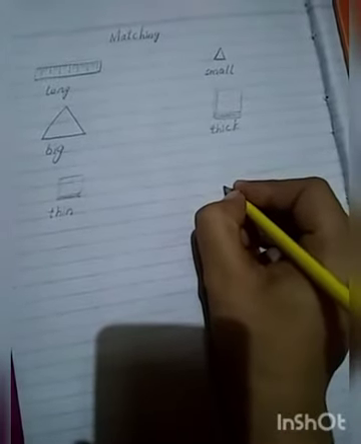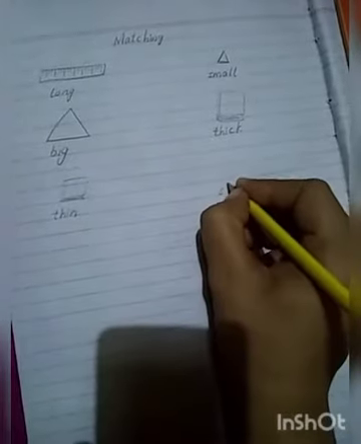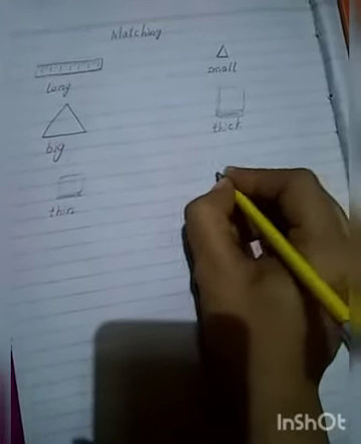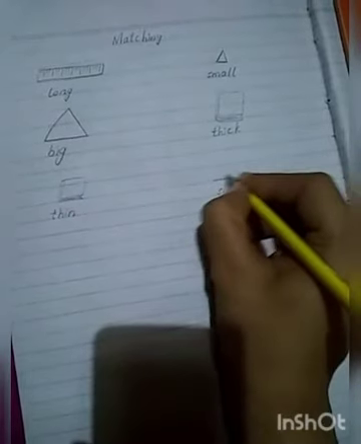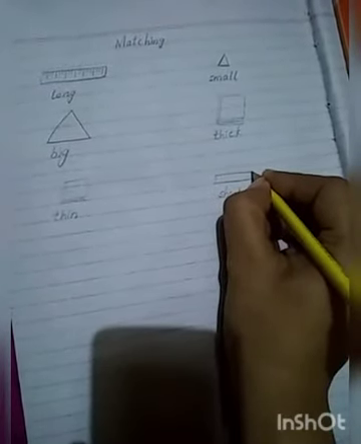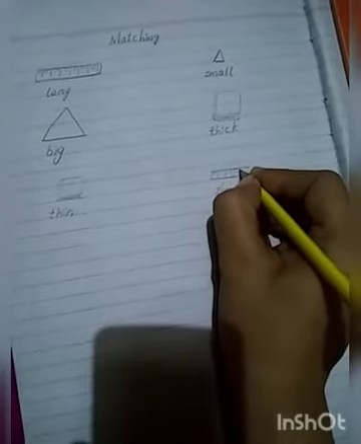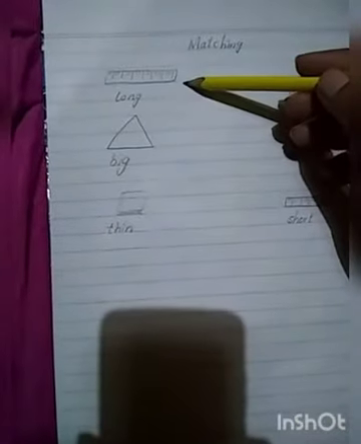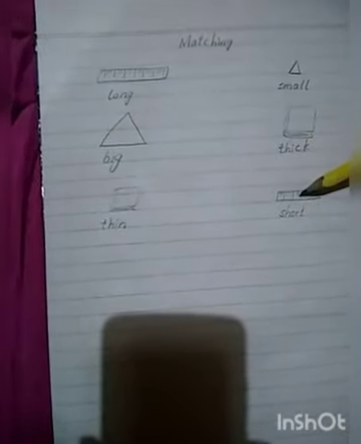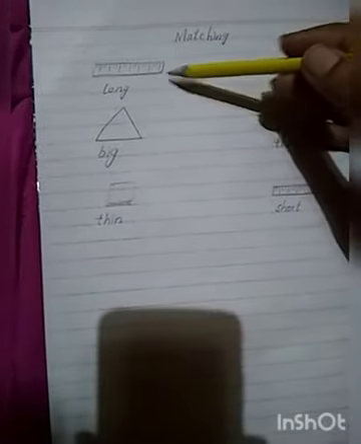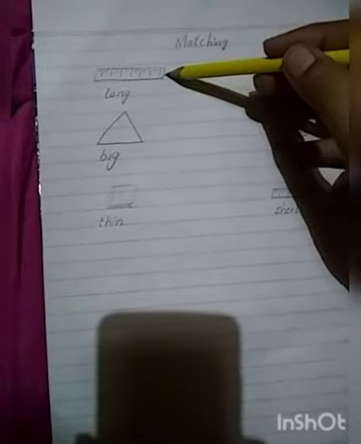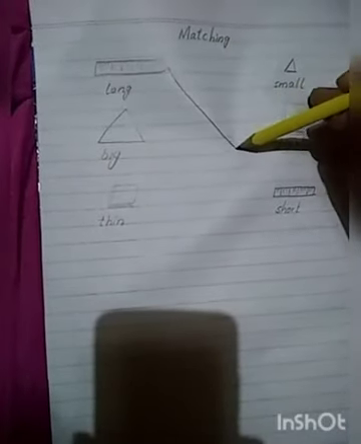After that we will draw a short. What will we draw for short? Yes, a short ruler. Now see, it's a long ruler. We'll match it to the short ruler. Ruler, long, short. Match the long ruler to its opposite word, short ruler.